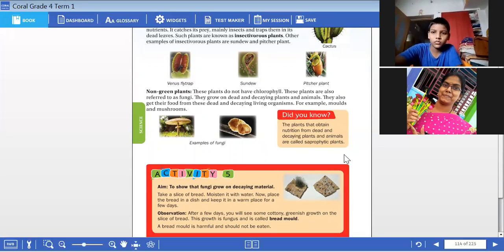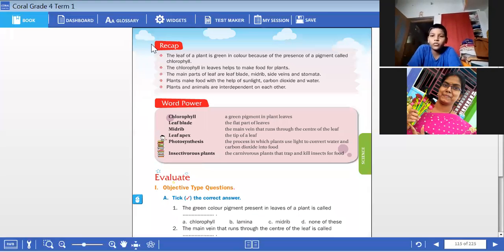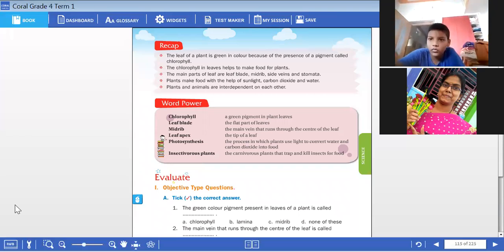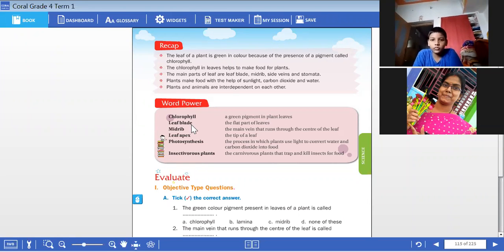Please, today's task I'll give you in the form of a message. This is the recap, children. We have completed our lesson. Let's just have a recap today. The leaf of a plant is green in color because of the presence of a pigment called chlorophyll. Just now we said why the fungi plants are not green in color, because of the absence of the pigment chlorophyll. Chlorophyll only makes the plants green in color.